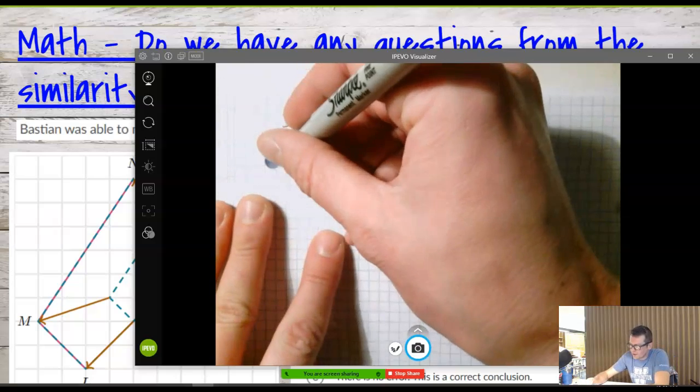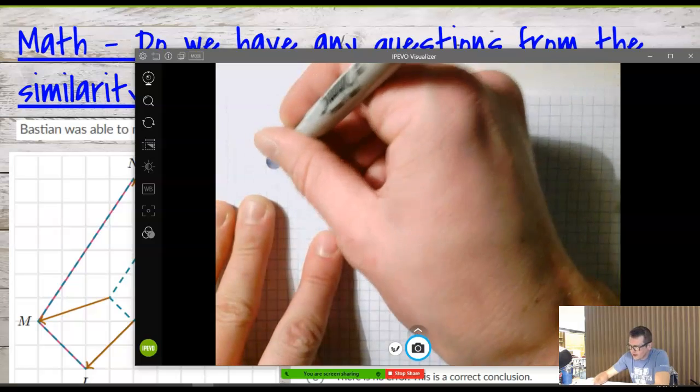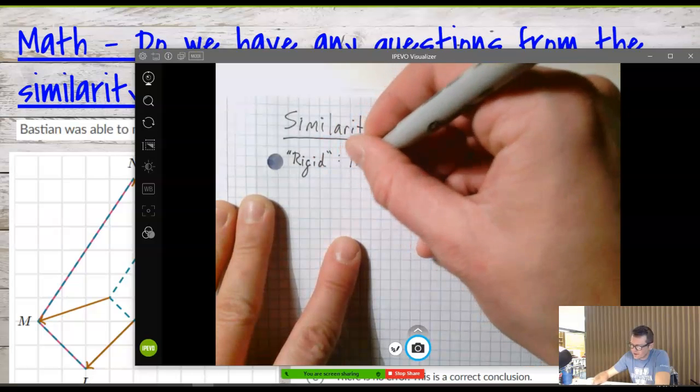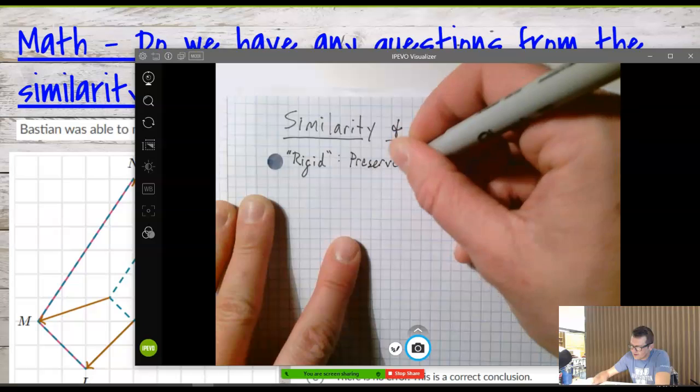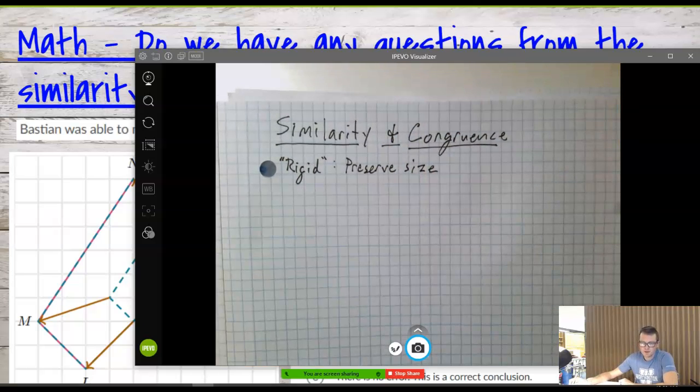And the first thing we want to remember is rigid, not just the tool brand. Rigid means we preserve the size. So rigid transformations, that's why they call them rigid, right?